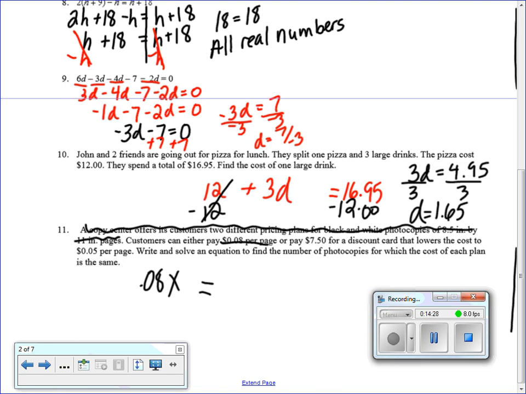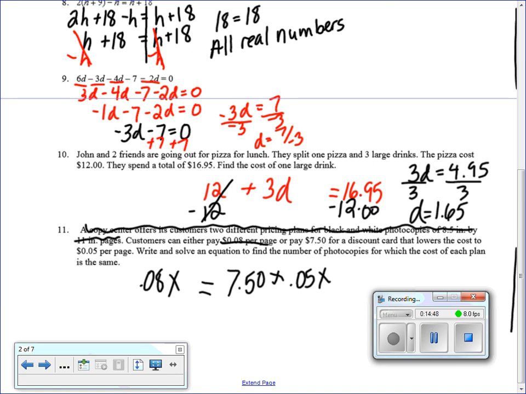The other plan is that they can pay $7.50. That's a flat rate, so it's only occurring once. That would be our constant, plus they'll pay 5 cents per page. So instead of paying 8 cents per page, they're going to pay 5 cents per page. Okay, so we've written the equation. Now it wants us to solve it.